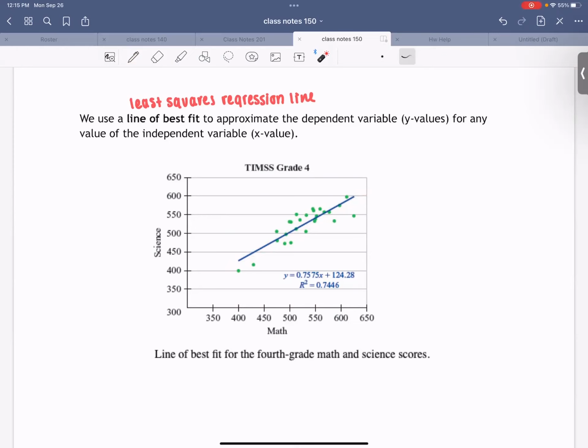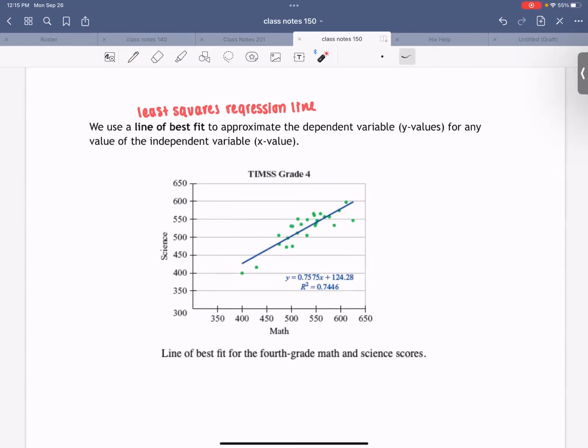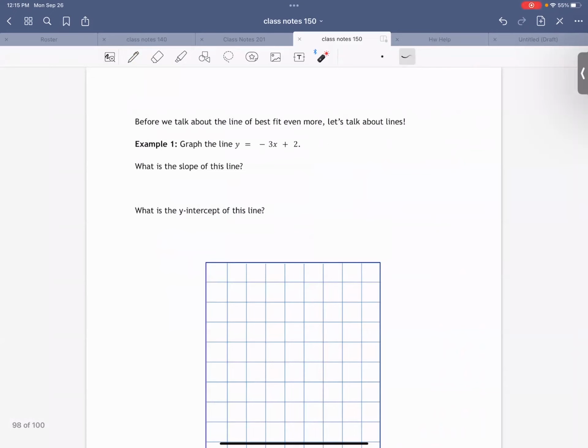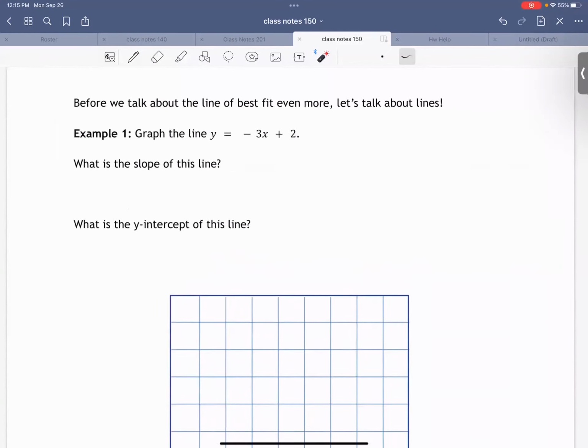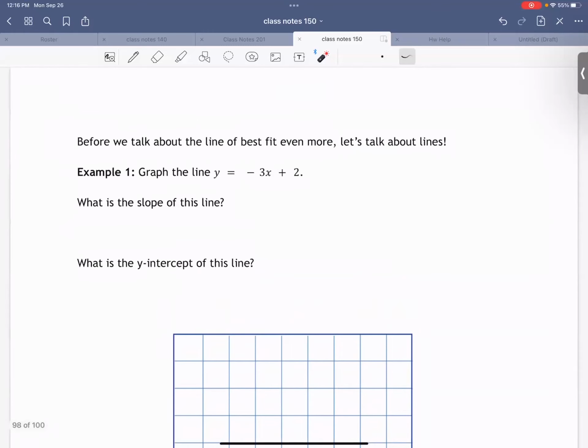But before we go to this line, I want to talk about just lines in general. So if we flip to our next page, let's just talk about lines and how they come about into graphs. Now, in this example, I have a line y equals -3x plus 2. And I'm going to call this line a linear line.